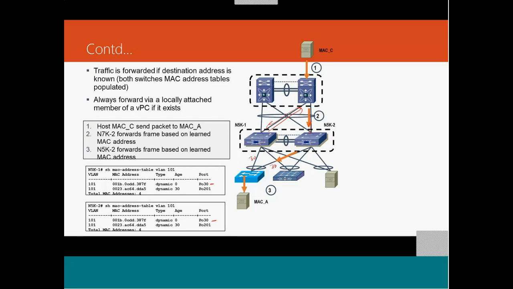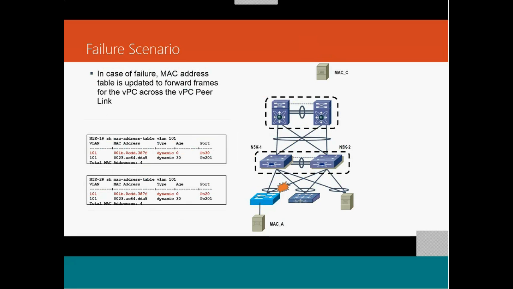Now, what happens when there is a failure scenario? Suppose this link has failed. So the frame goes to switch N7K2, and from there it goes to N5K2. Now understand there was a failure in the member port of the vPC, so it sends the frame towards the N7K1, which already knows the MAC address of host A, and then N5K1 sends it over the FEX to host A.